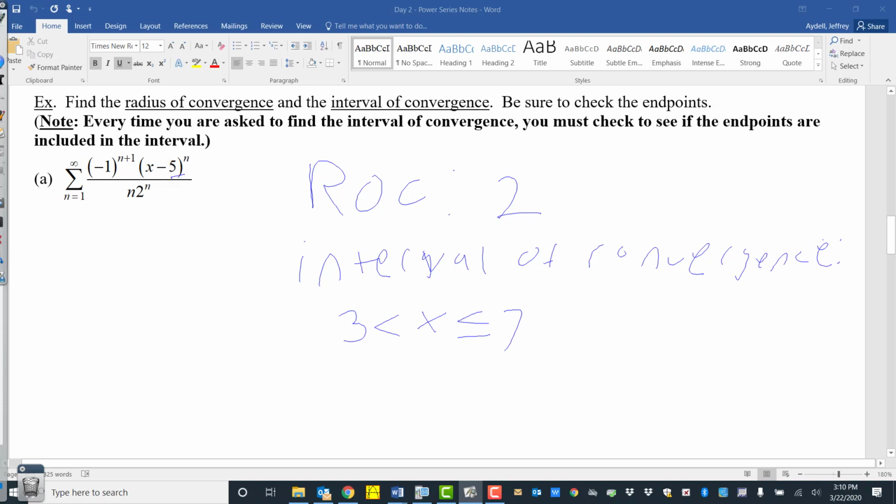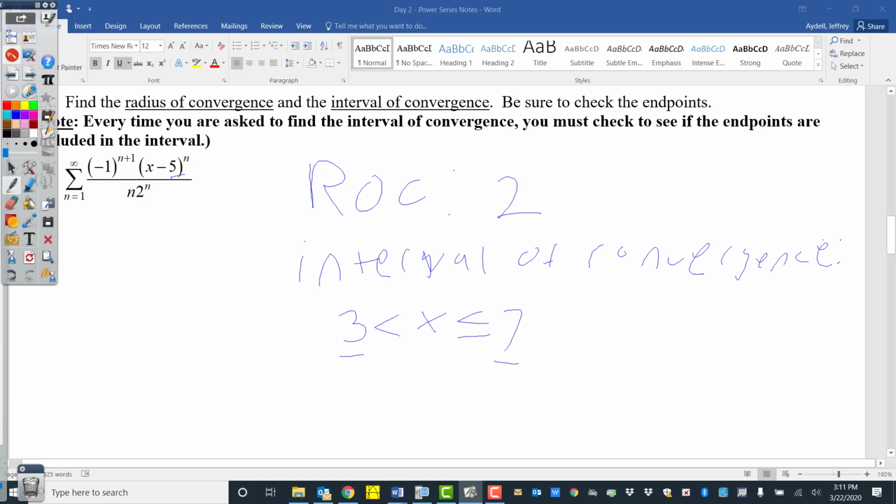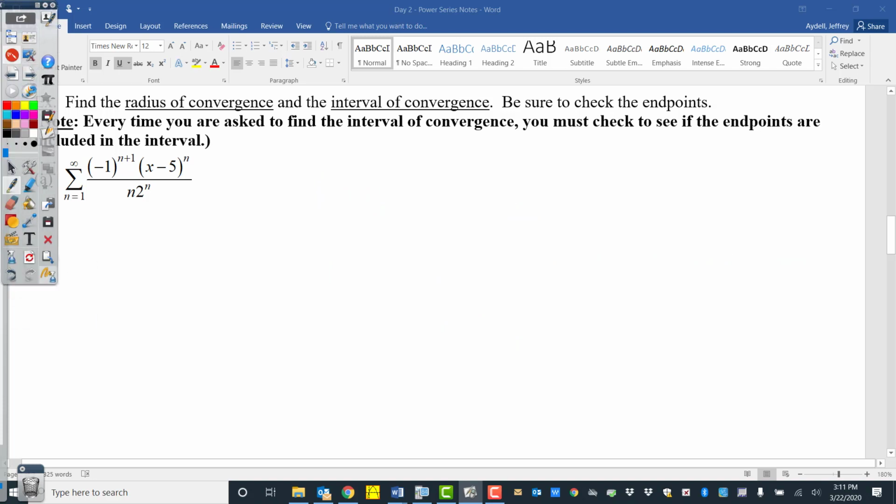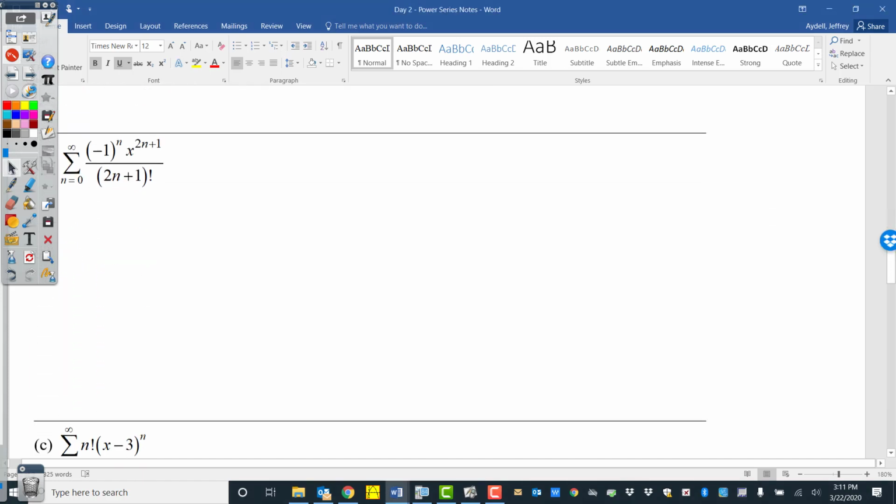So within 2 of 5. So our interval of convergence is going to be from 3 to 7, and we checked 7, and we know that it does converge when x equals 7, but it does not converge when x equals 3. And that would be the answer to that problem. I know it was a lot of work, and it's hard to see it sometimes, but from there, most of this is just your series test from before spring break.